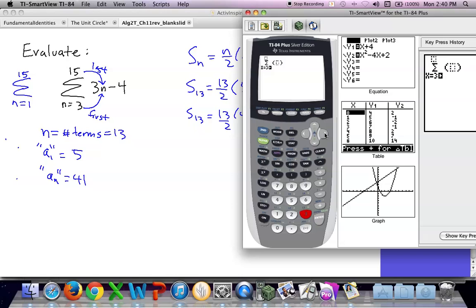Arrow over to get on the top. 15. Okay. And now put in the formula, 3n minus 4. 3x minus 4. Enter. 299.